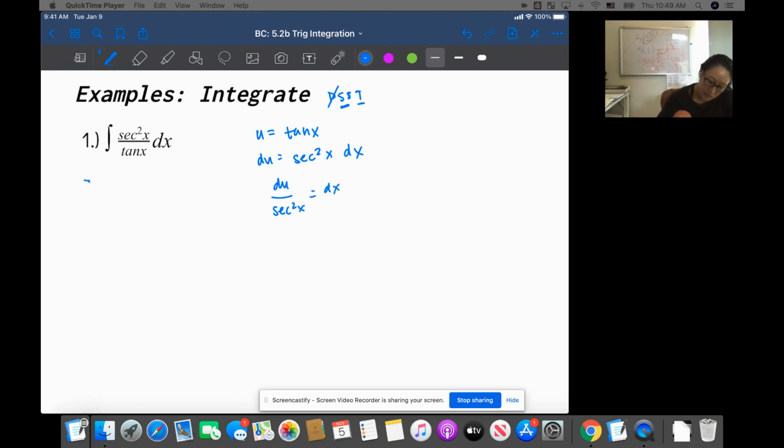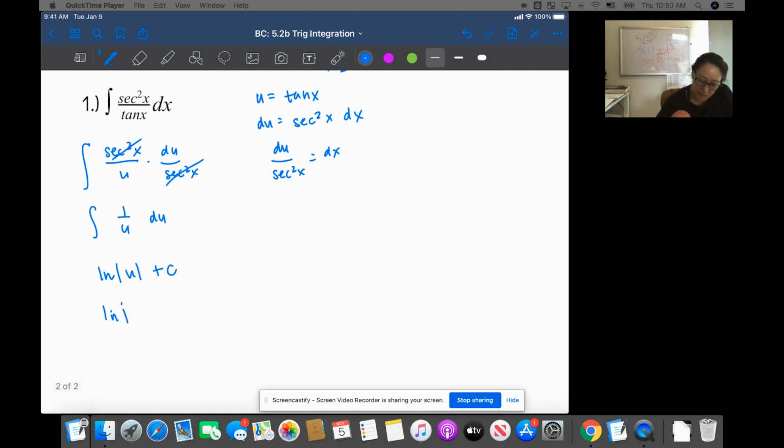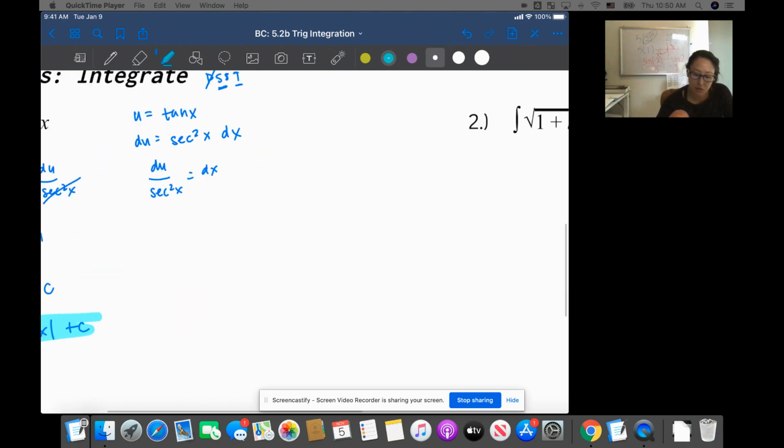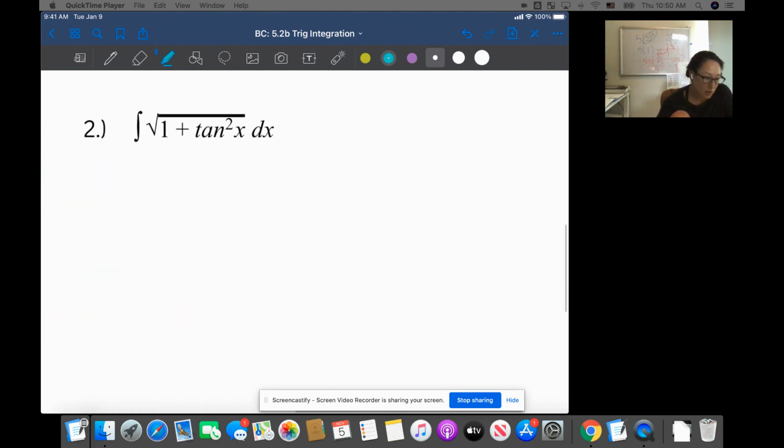And we make our substitutions now. So we get secant squared x over u times du over secant squared x. That's lovely. So I get the integral of 1 over u du is the ln of the absolute value of u plus c. And this would give me the natural log of the absolute value of tangent x plus c. Okay, number 2. Let's try this one.